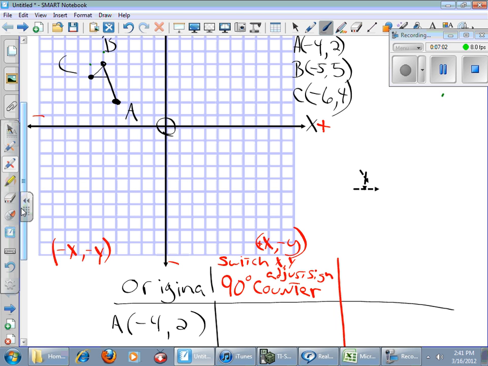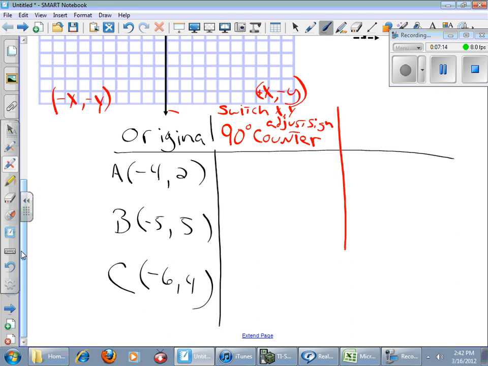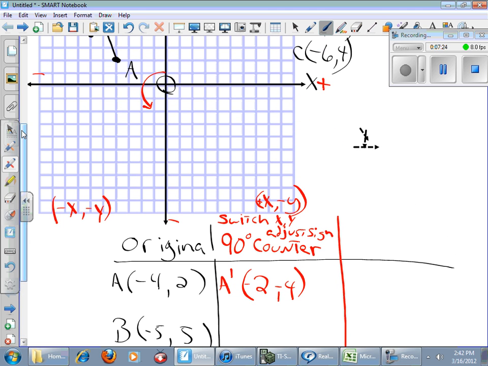So I'm going to go 90 degrees counterclockwise. Counterclockwise is opposite the way the clock moves, so I'm going to end up in the third quadrant. I know right away that all my signs are going to be negative. In the third quadrant, everything is negative. So to get A prime, I'm going to switch the 2 and the 4, but since I'm in the third quadrant, they're both negative. So A prime is at (-2, -4), and there is A prime.